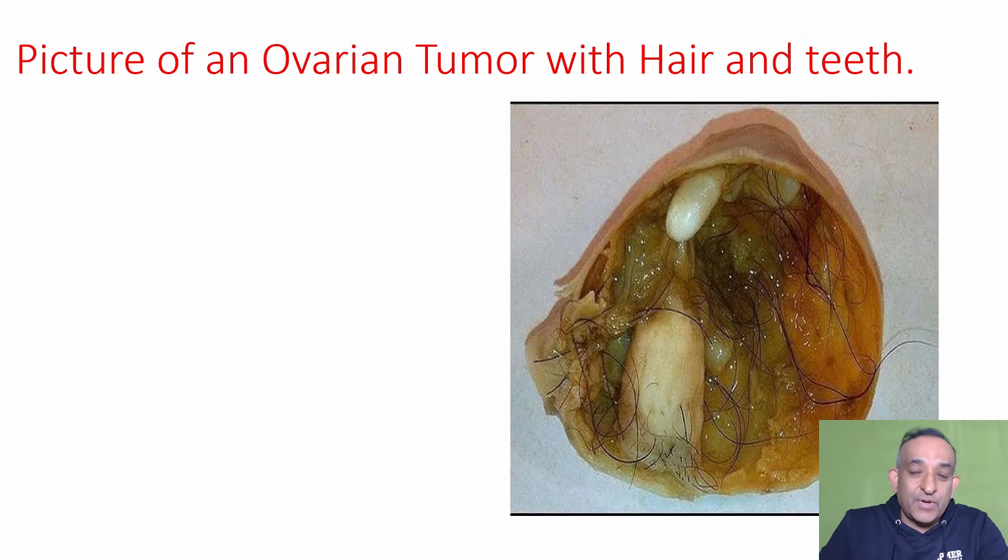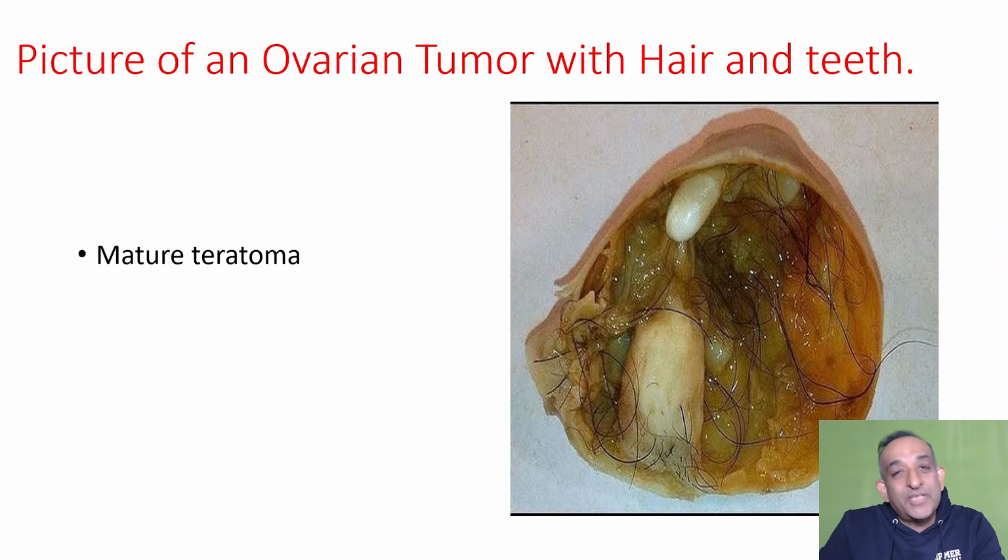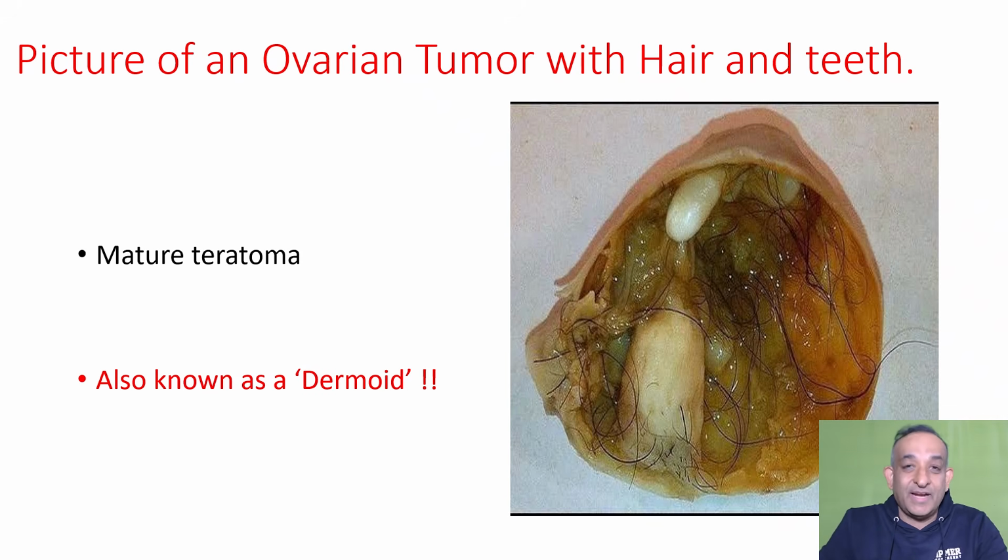So the first question coming up: picture of an ovarian tumor with hair and teeth. Yes, guys, what do you want to call it? You want to call it the dermoid tumor or the mature teratoma. It is also called the benign cystic teratoma. All right, the same thing. So benign cystic teratoma or the mature teratoma or the dermoid means all the same. So hair with teeth, dermoid tumor.